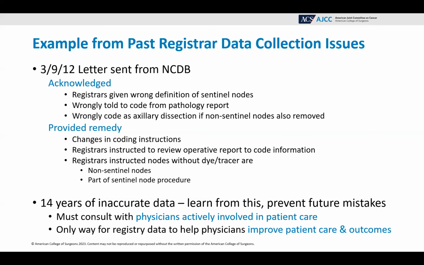So then in March of 2012, a letter was sent from NCDB. It acknowledged those registrar written definitions were incorrect. They were wrong definitions of what a sentinel lymph node is. Registrars were also wrongly told to code this from a pathology report. And they were also wrongly told to code as an axillary dissection if non-sentinel nodes were also removed.